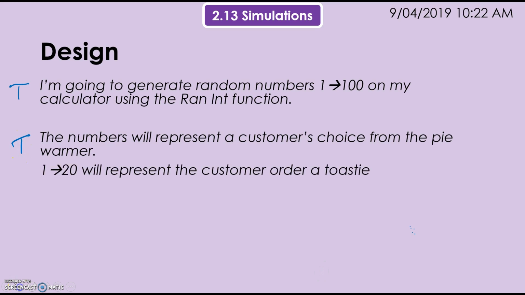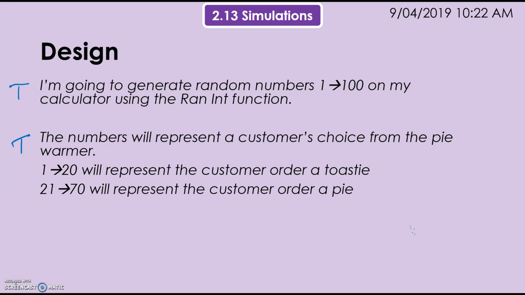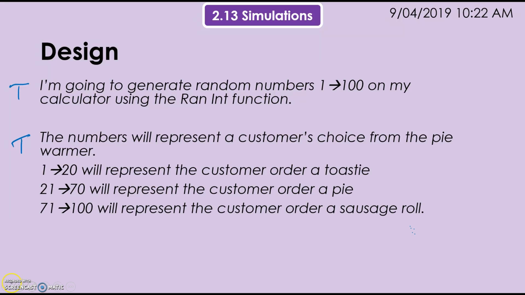You then got to allocate which numbers represent which ones. So it was 20% for the toasty, so you end up with 1 to 20, and then 21 to 70 to represent the customer order as a pie, and 71 to 100. Now, generally, most of the time, this is where the errors are made. A common mistake is to not remember to move the number along one. So for the pie, they'll write 20 rather than 21. And of course that changes the probability, so you need to be really careful about that.